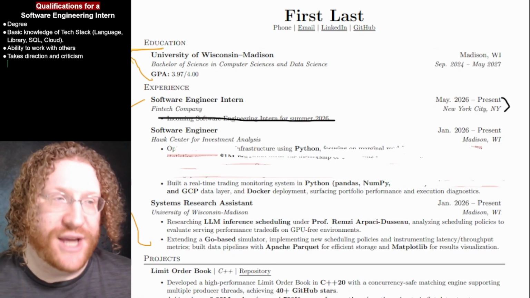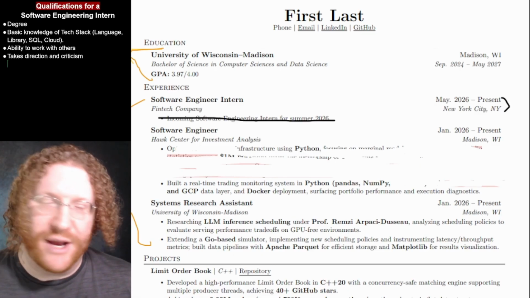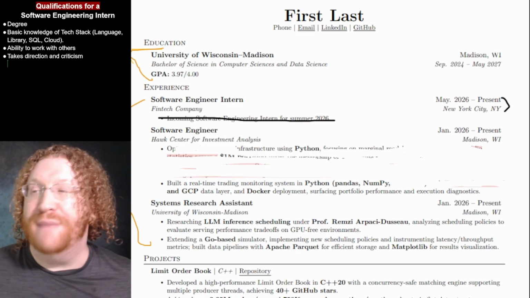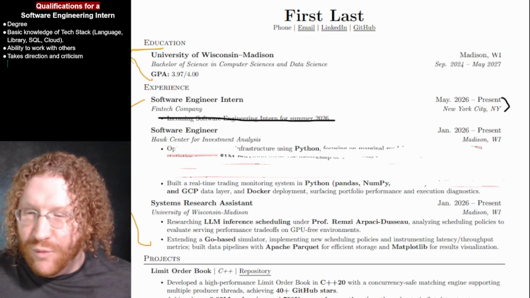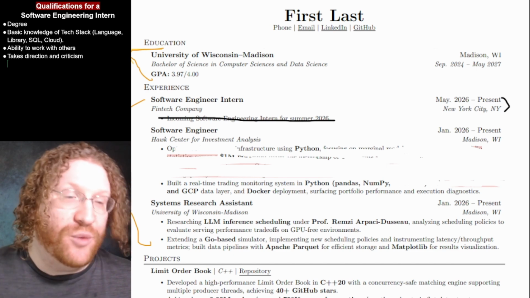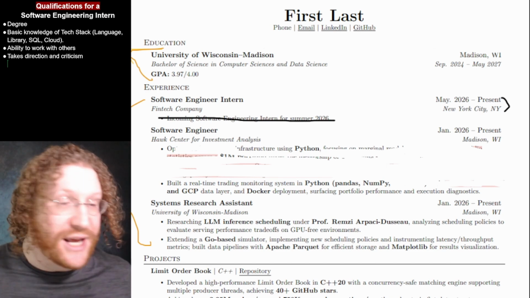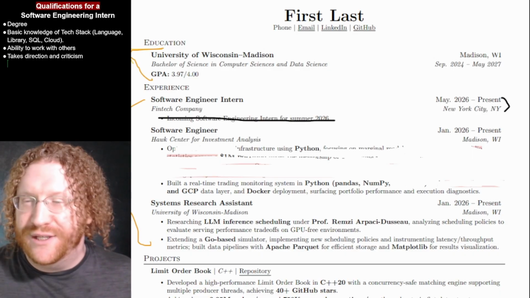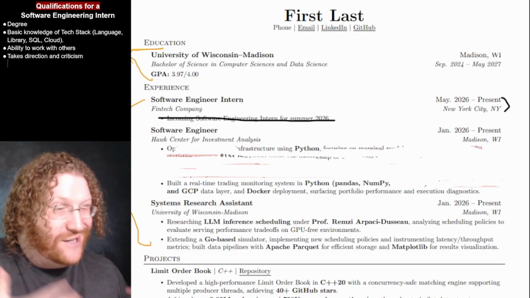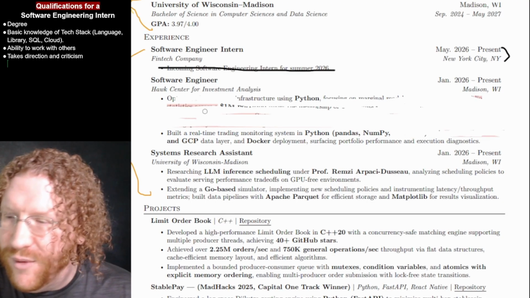I don't see how you take direction and criticism. Again, working under somebody is not direction and criticism. I need to see that you met weekly with the chief engineer, where he or she would correct your code and you would fix it before the next weekly meeting. That shows you can take direction and criticism, but that you had a boss doesn't show that. And then I also still need that you can work well with others.